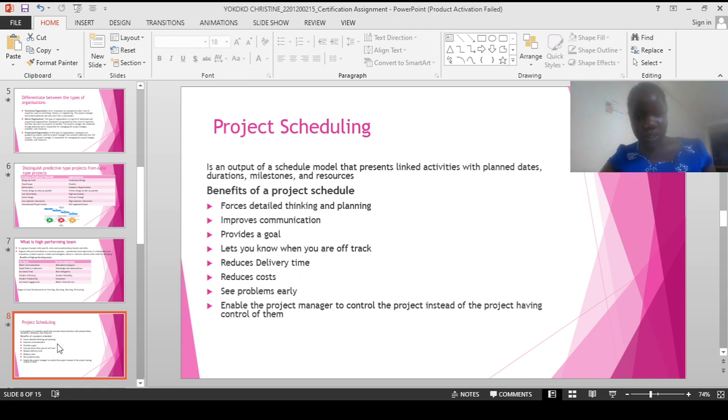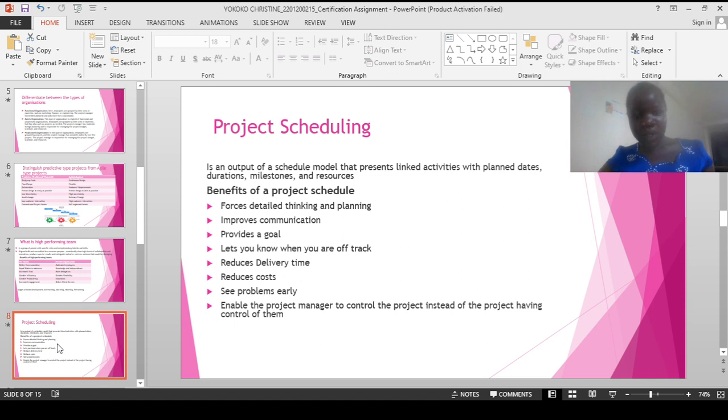Then project scheduling. When we talk of project scheduling, what are we looking at? Project scheduling is an output of a schedule model that represents linked activities with planned dates, duration, milestones, and resources. Now, why do we need project scheduling? Why should we make sure a project has a starting date? We plan the resources we are going to use, the time it needs. Why should we do that? So here are the benefits of a project schedule.